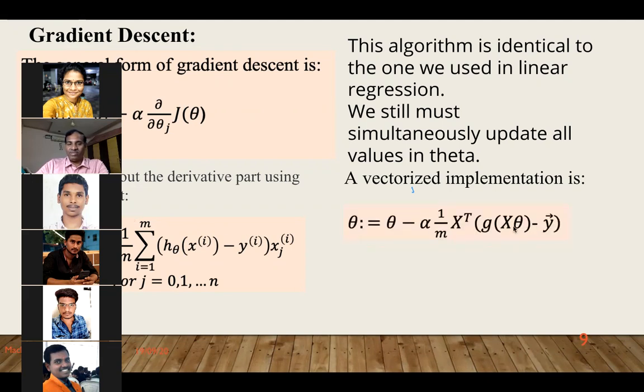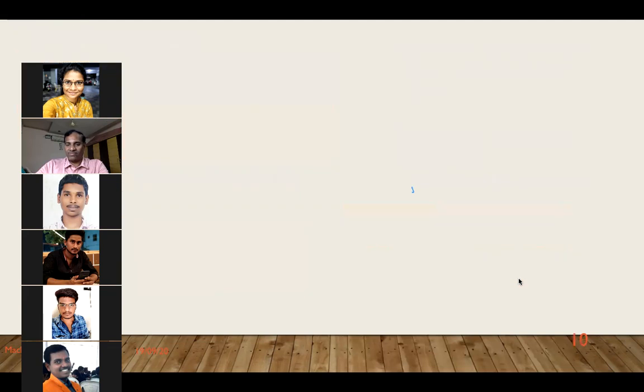So a vectorized implementation of this is theta equal to theta minus alpha 1 by m X transpose, because your h theta x equal to g of X theta minus y. This is your vectorized thing. And the gradient also you can write in vectorized form: 1 by m X transpose g of X theta minus y.